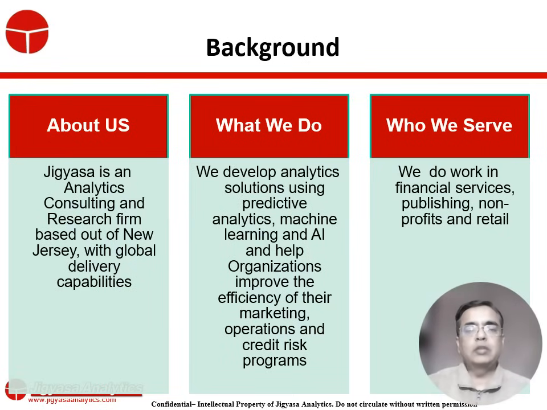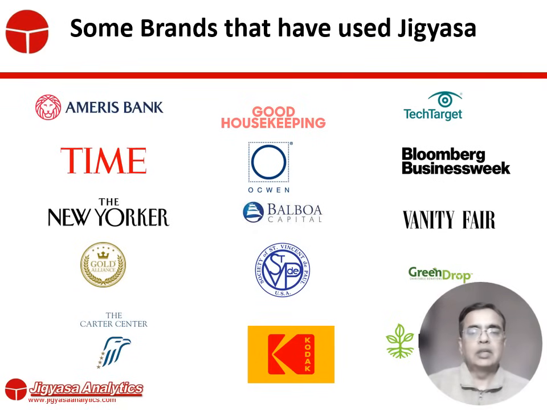A little bit about us. We are a data science company based out of New Jersey and have a presence in India. We use predictive analytics, machine learning, and artificial intelligence to help organizations achieve superior business outcomes. And we work in financial services, nonprofits, retail, and publishing. Here are some brands which have partnered with us over the years.